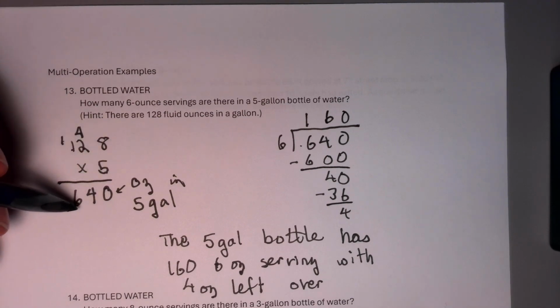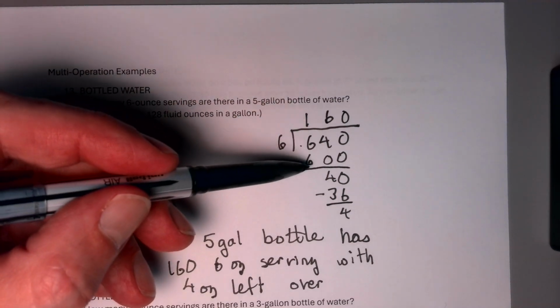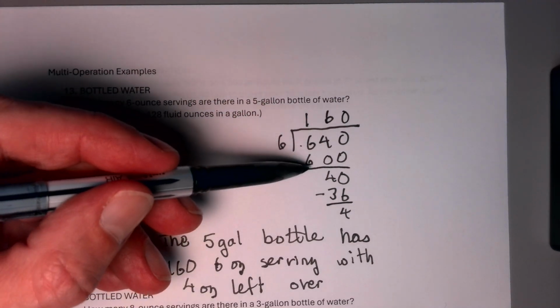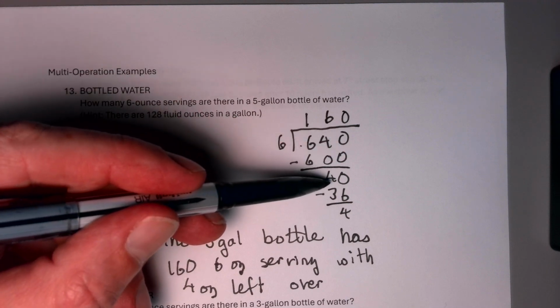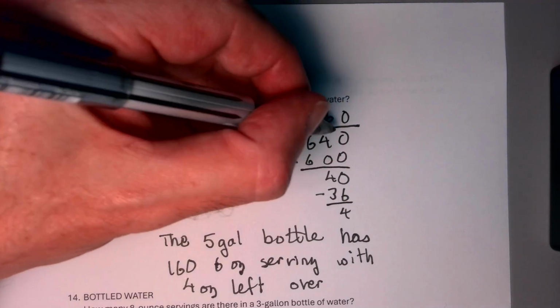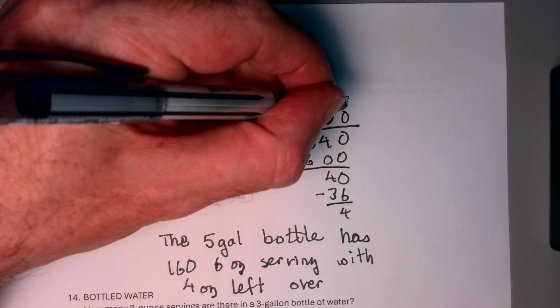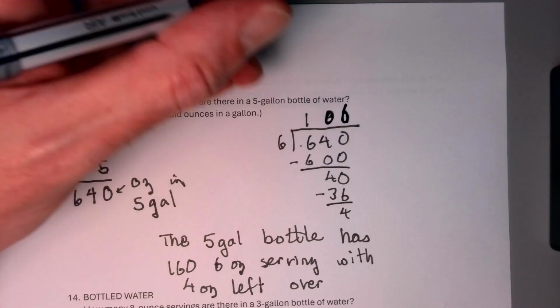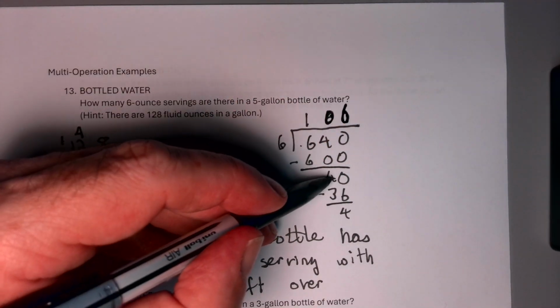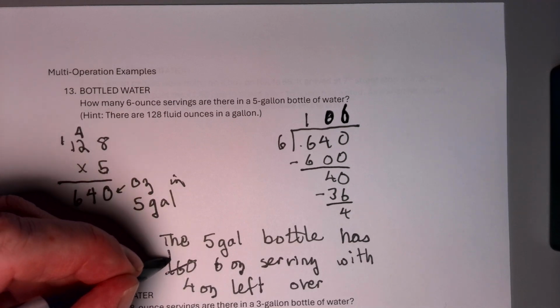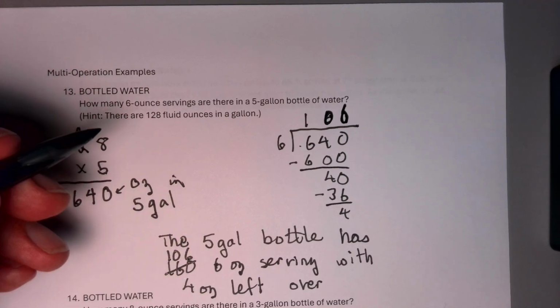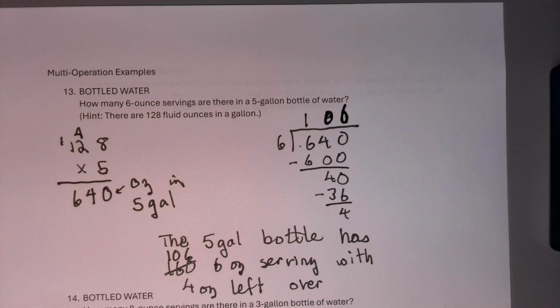640. That goes in 1 time, and that's in the hundreds place. There'd be 40. Oh, sorry. That 6 should have been in the ones place. 6 does not go into 4, it goes into 40. So it's not 160, it's 106. Still have 4 left over. Okay.